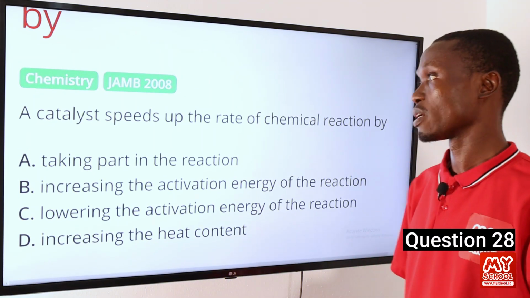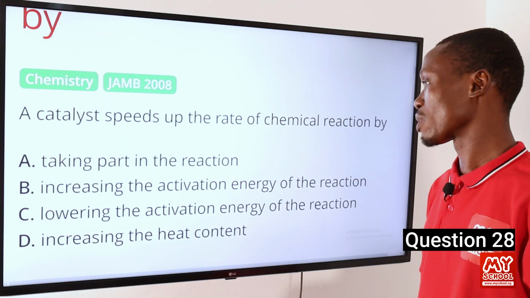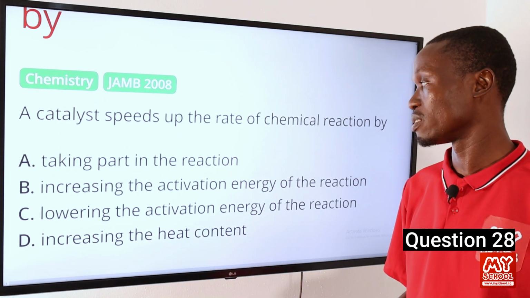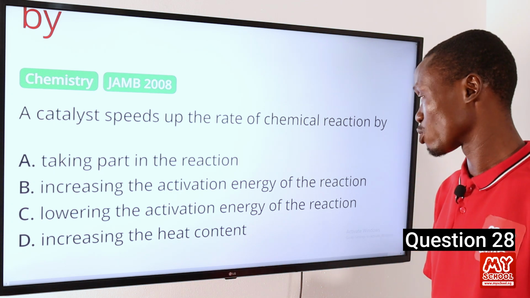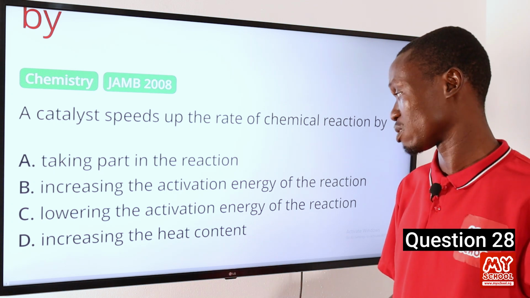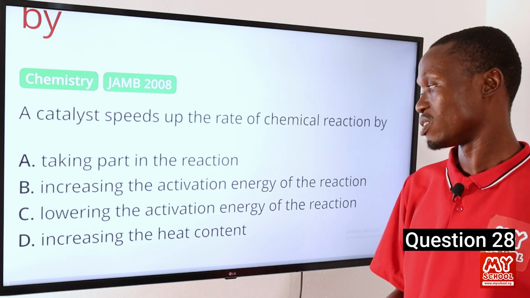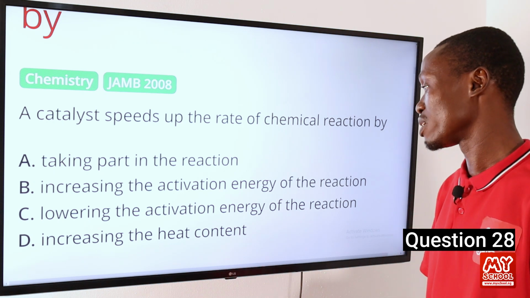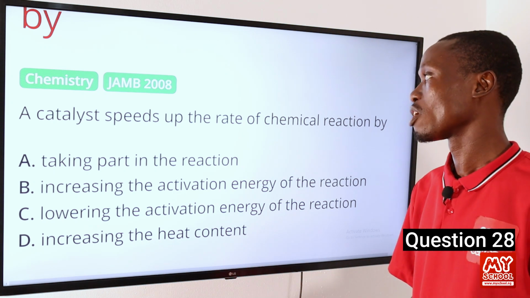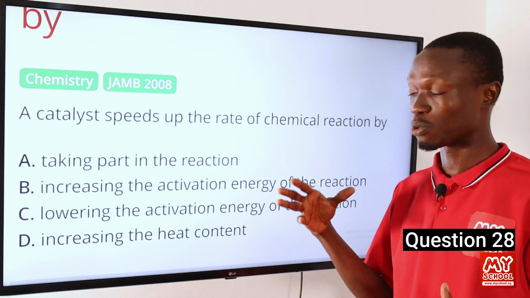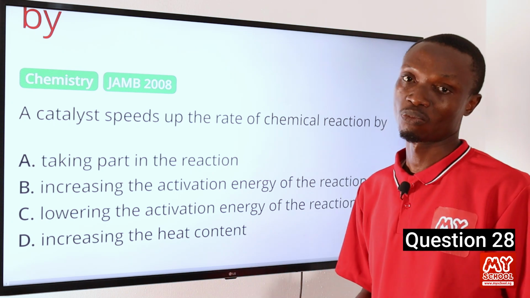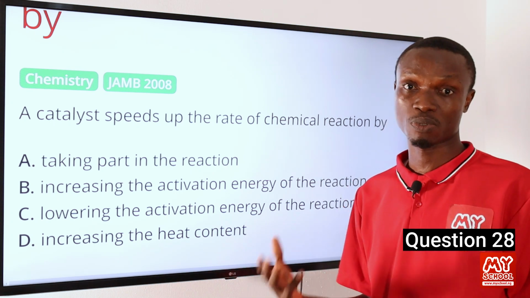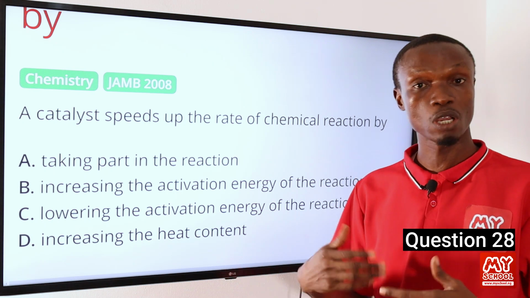Question 28. A catalyst speeds up the rate of chemical reaction by A, taking part in the reaction, B, increasing the activation energy of the reaction, C, lowering the activation energy of the reaction, D, increasing the heat content. So the answer to this question is option C, lowering the activation energy of the reaction.